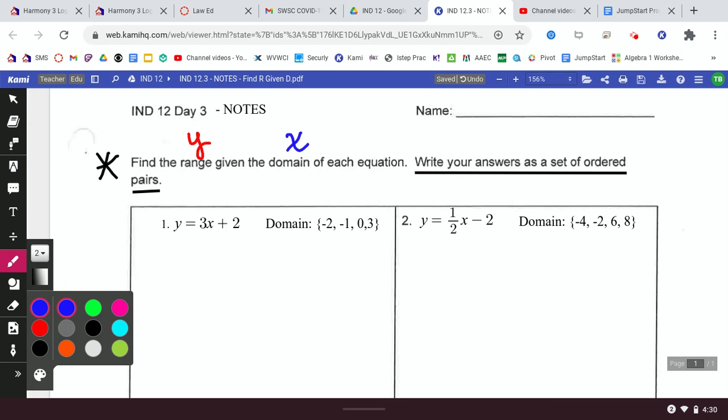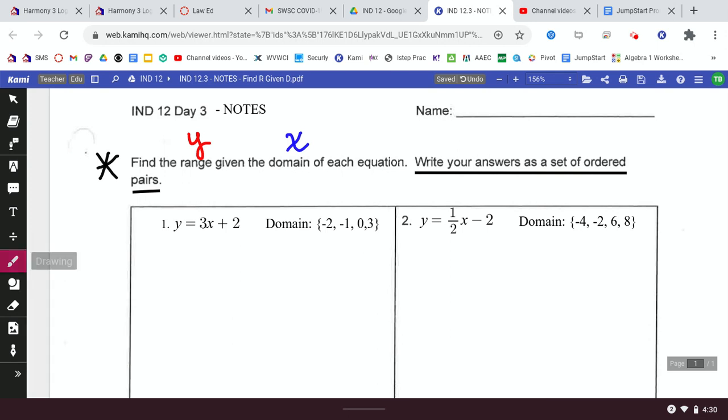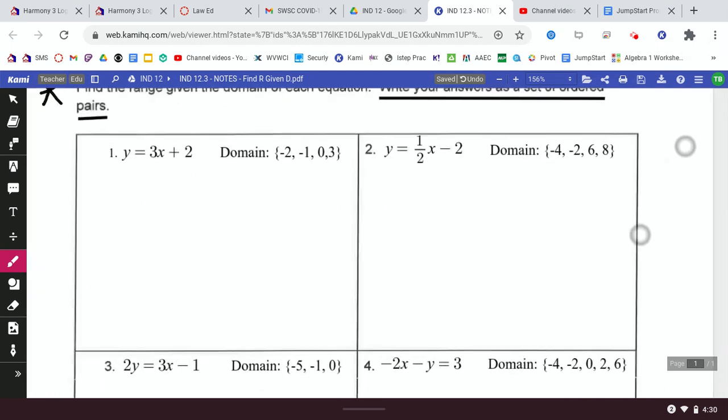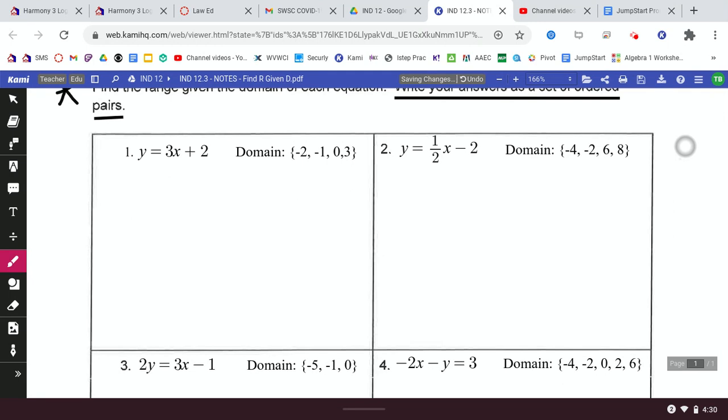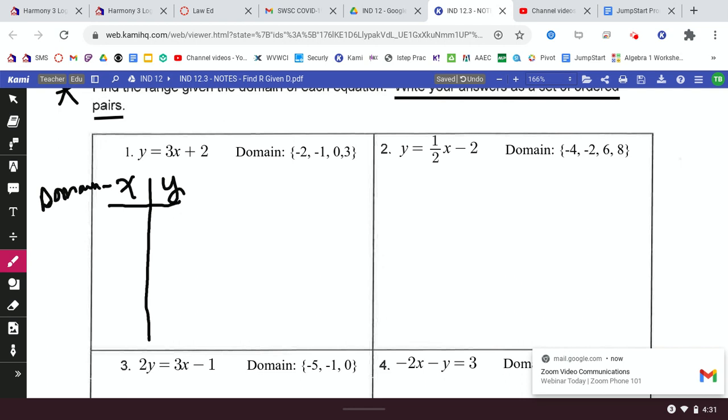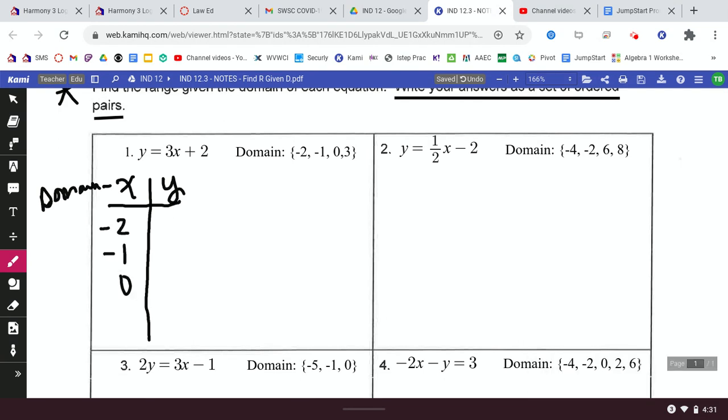Well, we've done this before. We're just going to make a t-chart. So if we make our little t-chart here, this is our x's and our y's, or our domain and our range. Remember, x is the same as our domain. All right, so if we're given the domain of -2, -1, 0, 3, that's our domain. We need to find the range.